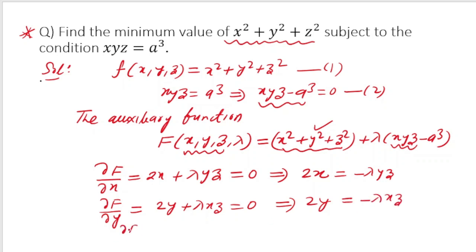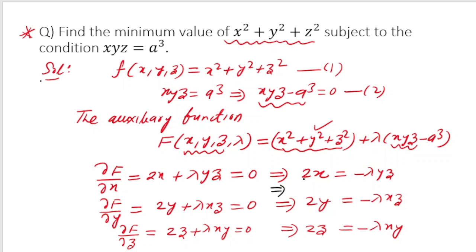And then we have to calculate del F by del z. That is equal to 2z plus lambda xy, equal to 0. So this will give me 2z is equal to minus lambda xy. So we have different equations. Now we have to solve all this along with the constraint to get the stationary point. To solve this, I can move to the next page, but it will be easier to write it here, because it will take more time if I move to the next page.